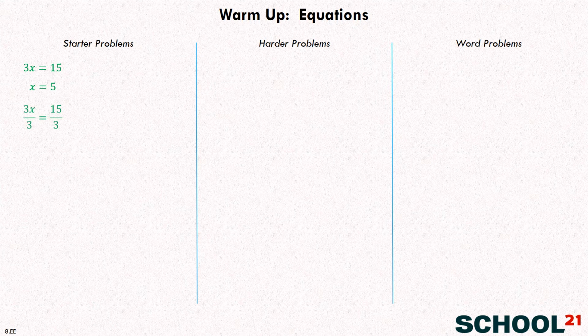So what I'm talking about here is that 3 is kind of bugging me. I wish I had x by itself. So to get rid of that 3, I need to do the opposite and divide by 3. But I can't just divide one side of the equation by 3 because then the equation wouldn't be true anymore, right? So I have to divide the other side by 3 as well. And that's what I'm doing here. So what's 3 divided by 3? One. So you just have 1x or just x on the left side. And what's 15 divided by 3? Five. And so we can write x equals 5.